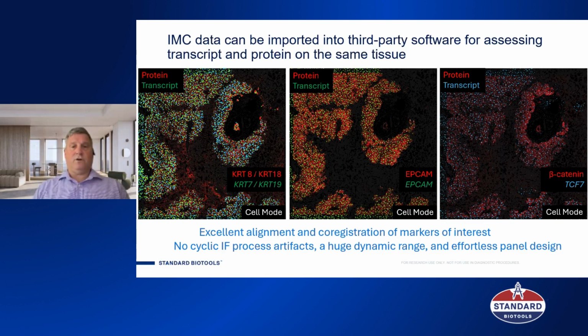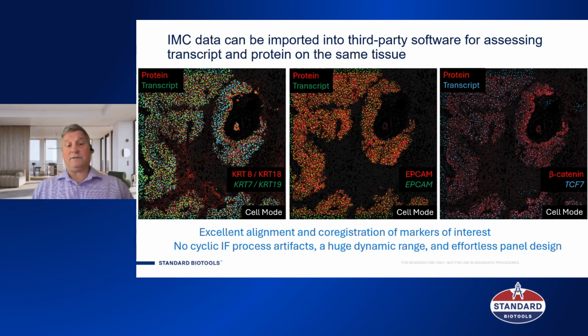But I think these 3 are a really good example of the correlation and non-correlation of these type of markers. The leftmost image is keratin in red and the transcript for keratin in green, and so they mostly correlate. There's 1 or 2 areas where they don't. The middle one is EPCAM, the protein for EPCAM in red, the transcript in green. They correlate very well. But the one on the right, beta-catenin in red, and TCF7, the transcript for beta-catenin in blue, and you can see they almost anti-correlate. There's a lot of places where the beta-catenin is strong and the transcript is weak.